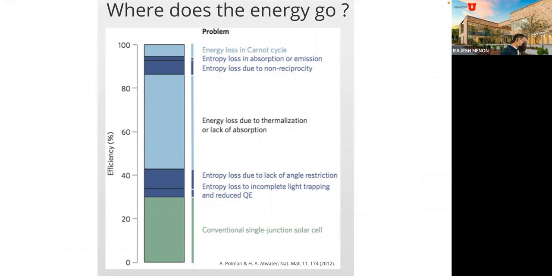So for a single junction solar cell, this is efficiency. You start at 100%, of course. You have energy loss in the Carnot cycle. This is the thermodynamic limit dictated by the second law of thermodynamics, as we have talked about before. There's something called an entropy loss. We didn't talk about it, so I'm going to skip these two things. Not terribly important. There are small numbers there.